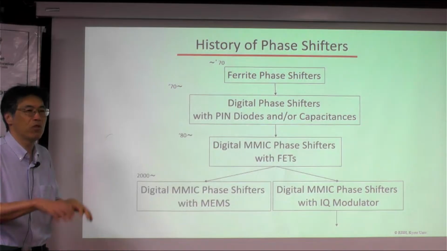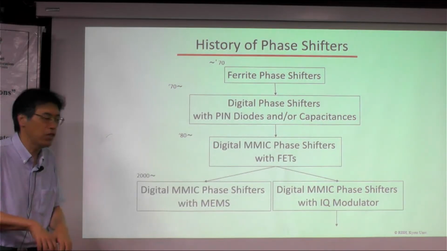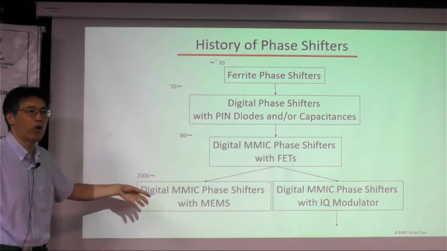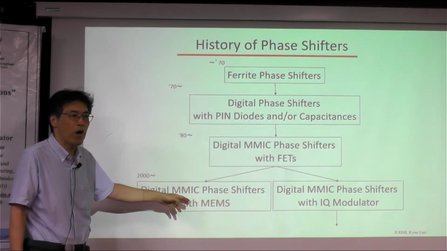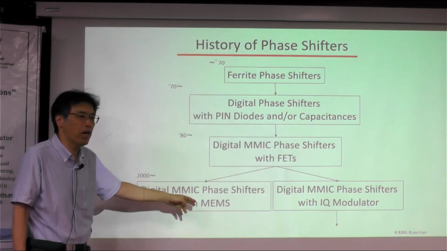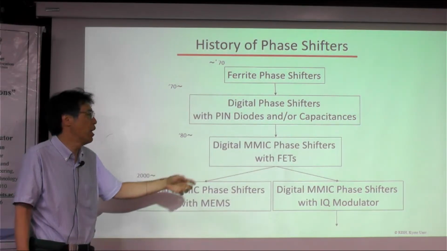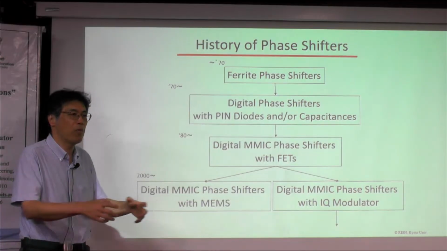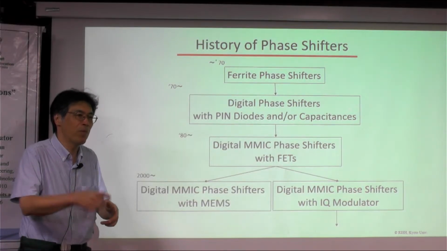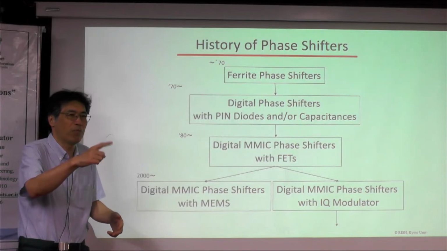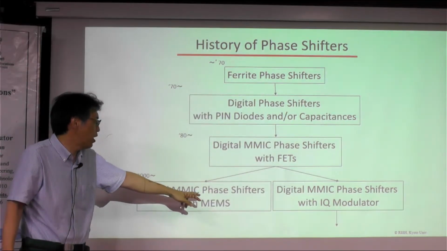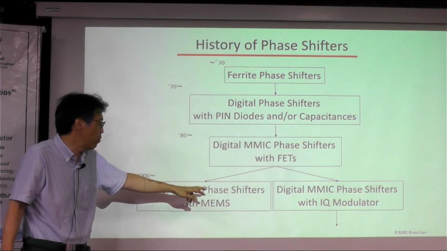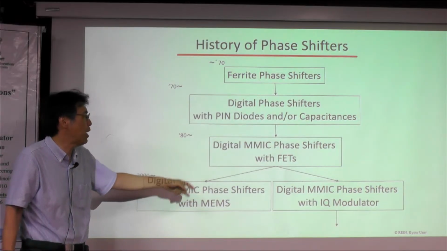So to reduce the loss in the circuit or device, some people propose that instead of the diode or FET, MEMS, microelectromechanical systems, will be used for the phase shifter. So maybe some of you know, inside the device, we can change the shape of the line like a switch, and we can use this MEMS as one part of the phase shifter.